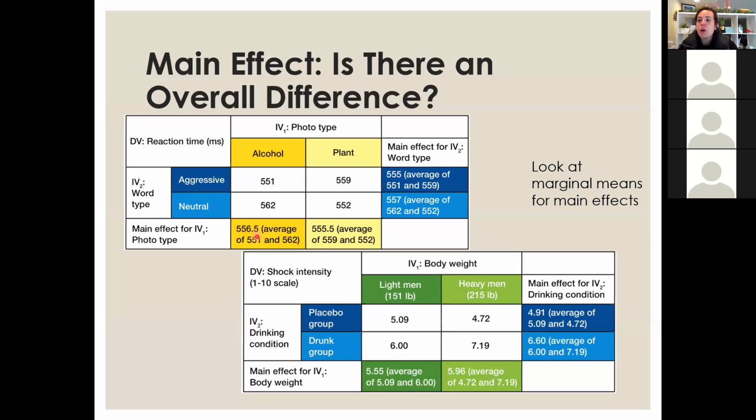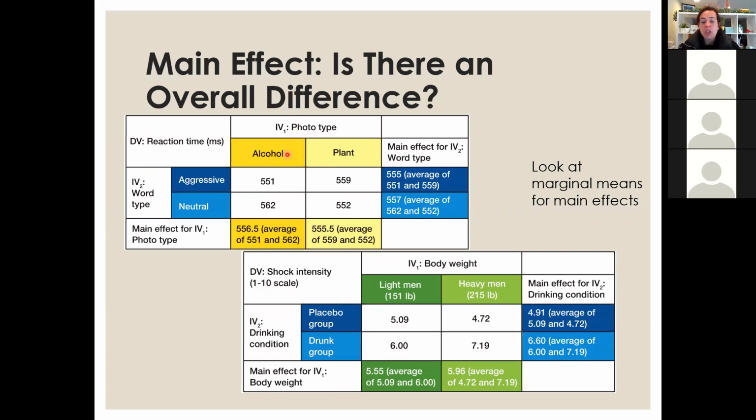Is 556.5 significantly larger or smaller than 555.5? They're close, so they'll be kind of similar. Yeah, so there is no difference, right? This is 1 point where no one's getting excited about that. Okay, these are about the same, right? So that is telling us there is no main effect. Okay, there's no main effect here.